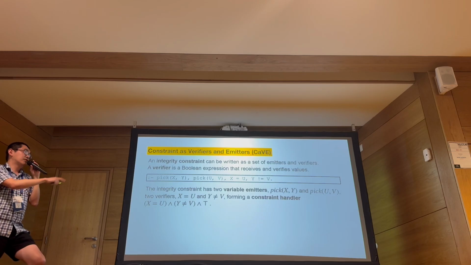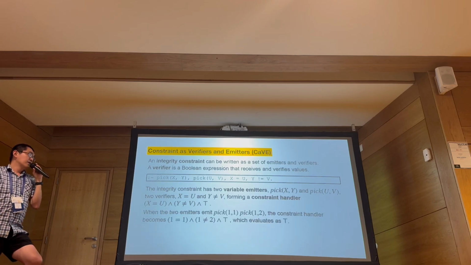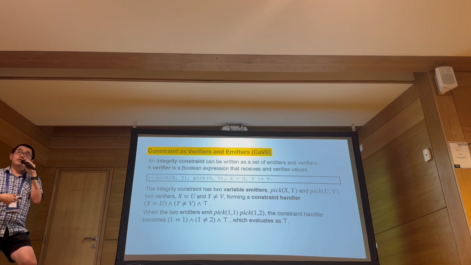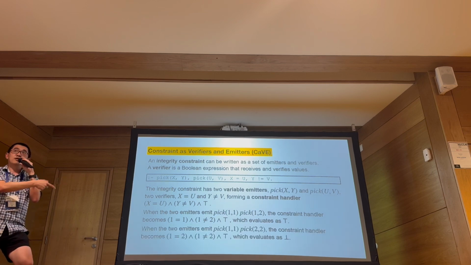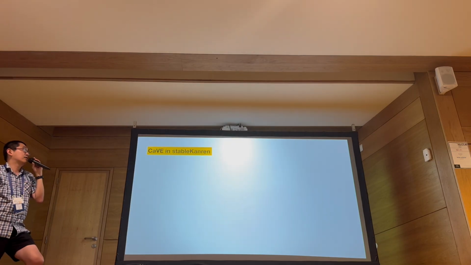We concatenate them together, forming the constraint handlers. So once we have the constraint handlers, when the emitters emit values, for example, peak 1, 1, peak 1, 2, then the constraint handler will get its values, then we can evaluate this like a pending result. Okay, so same thing, just different value examples, but I'll skip that.